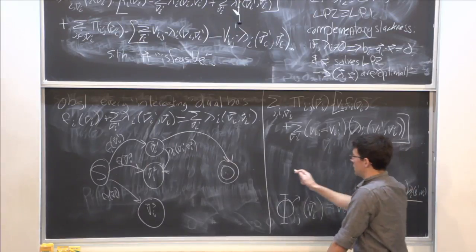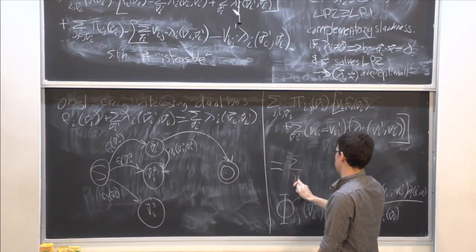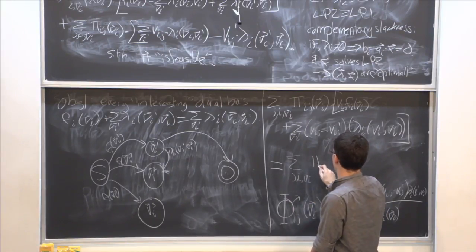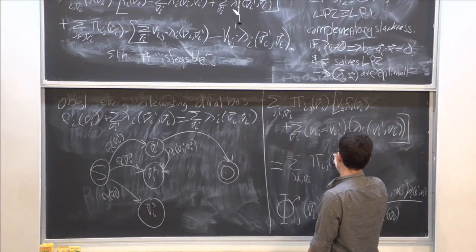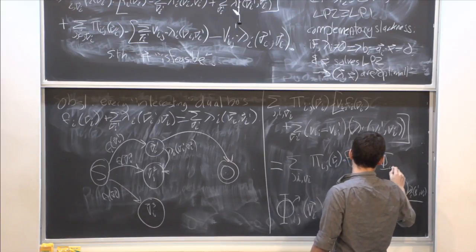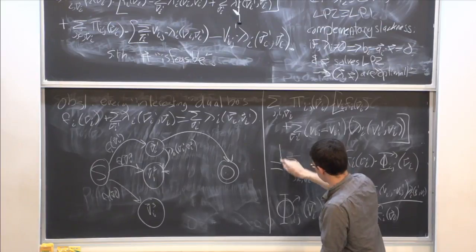Now I claim that this is also equal to sum over all ij, vi, pi ij of vi times fi of vi times vij lambda of vi.